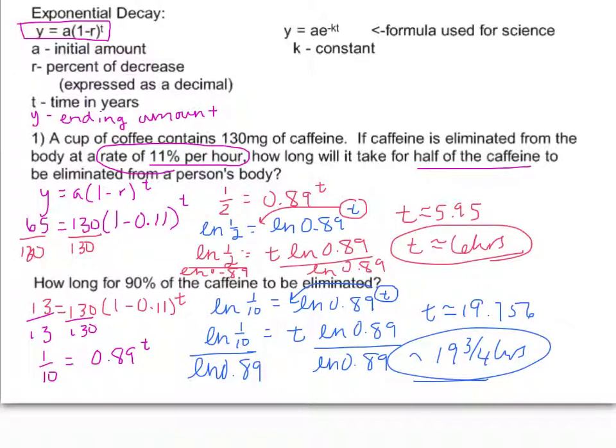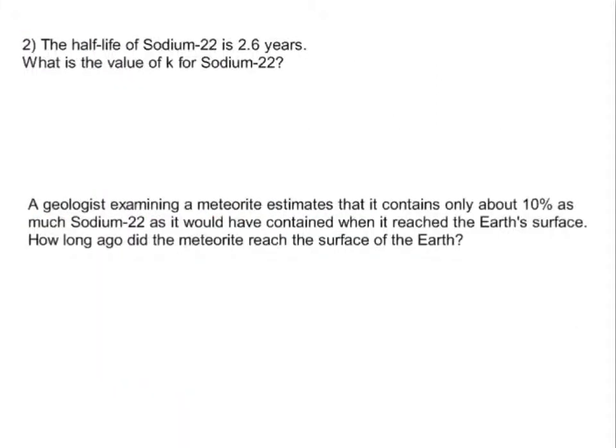Alright, so that's how we use it. We're going to look at a few more examples with this. This next example asks us to find what the k value is for sodium-22. It tells us the half-life of sodium-22 is 2.6 years. We want to know what the k value is. So clearly we're going to be using the formula y equals a e to the negative kt.